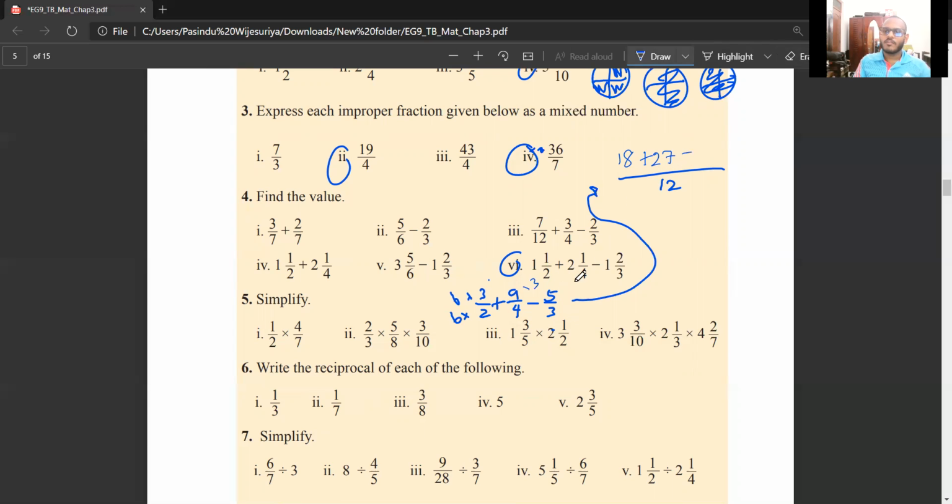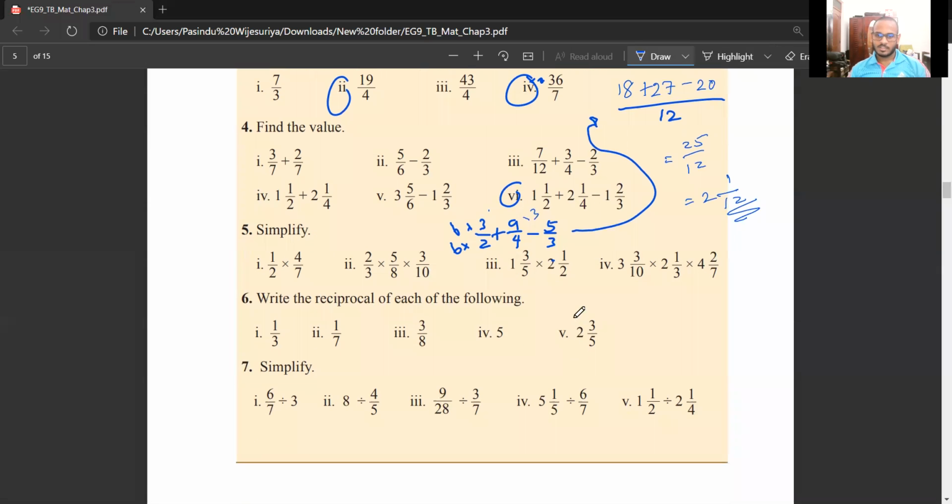Then how do you get 12 from 3? You have to multiply 3 by 4. So you multiply 5 also by 4, which is 20. So when you solve this, it's 18 plus 27 minus 20 is 25 out of 12. You can either keep it as 25 out of 12 or you can say 2 and 1 over 12, as you wish.